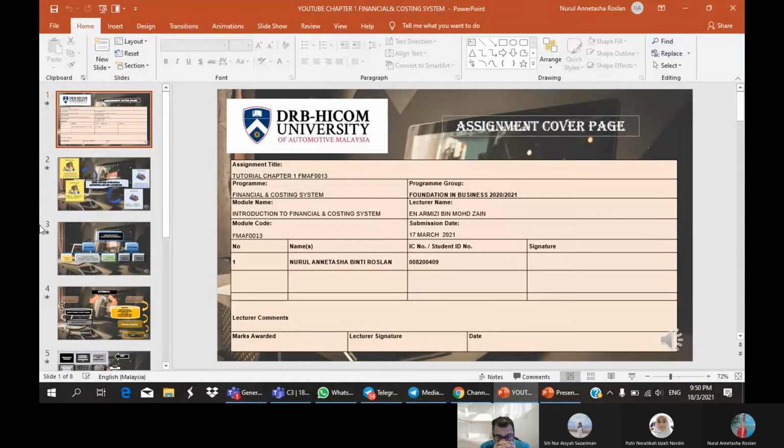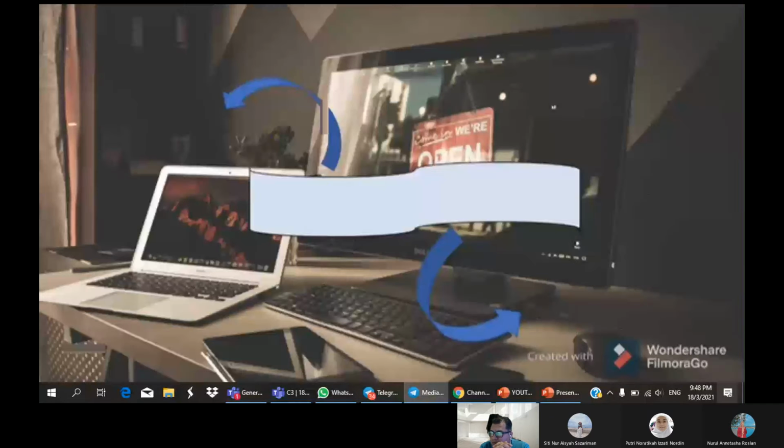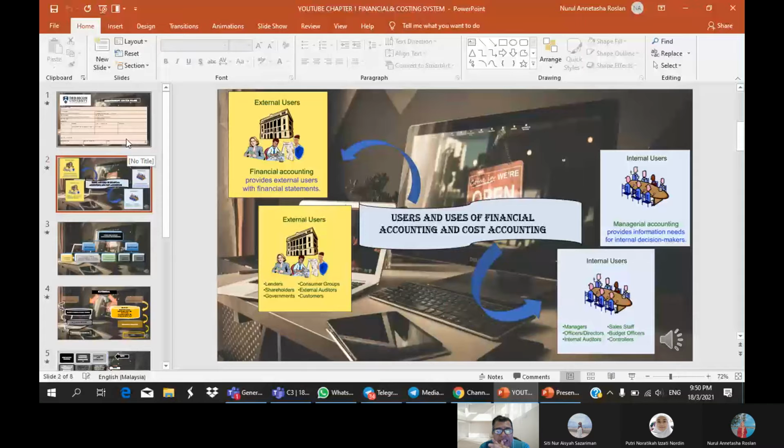User and uses of financial accounting and cost accounting. Tunjuk yang digerak-gerak tu, saya cuma tekan-tekan macam ni je, alih slide. Boleh. Okay. Mula first. Campur-campur bahasa boleh kan, sir? More to English lah. Mix pun boleh tapi more to English.